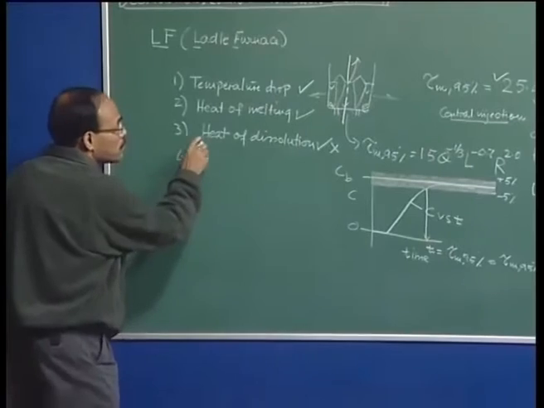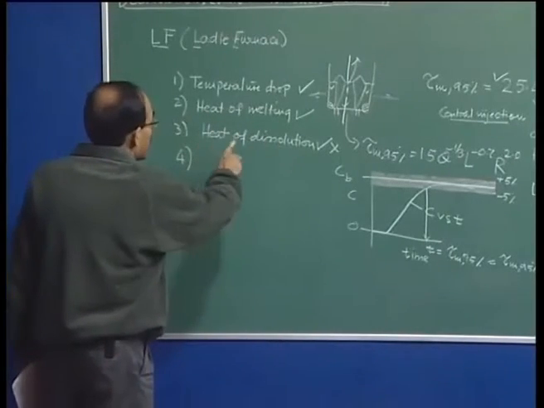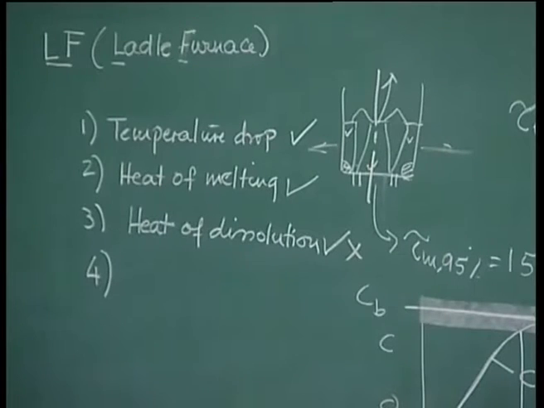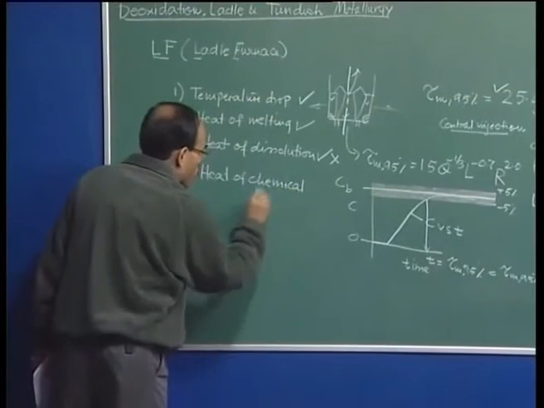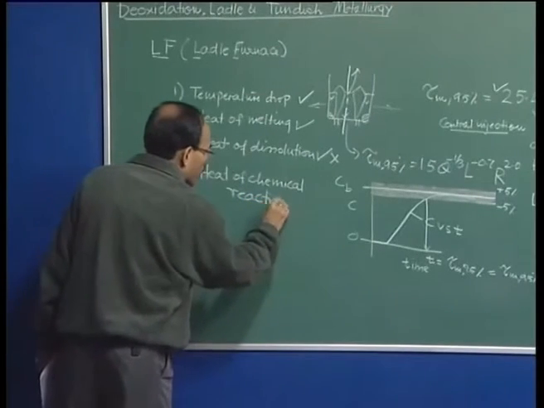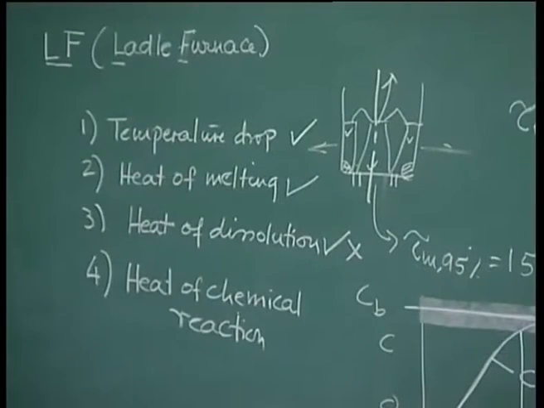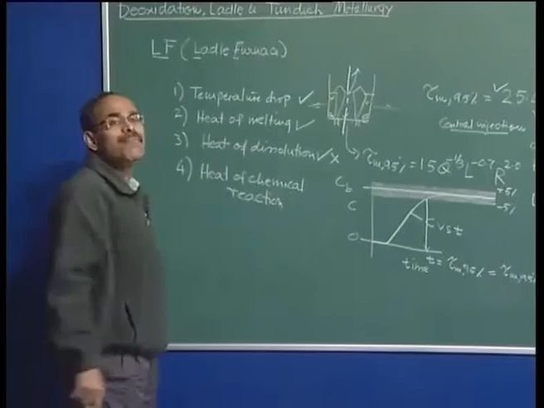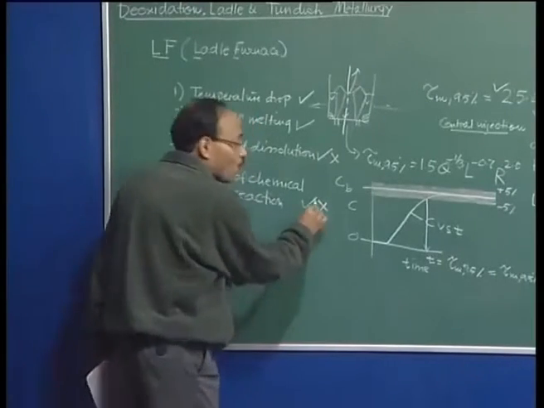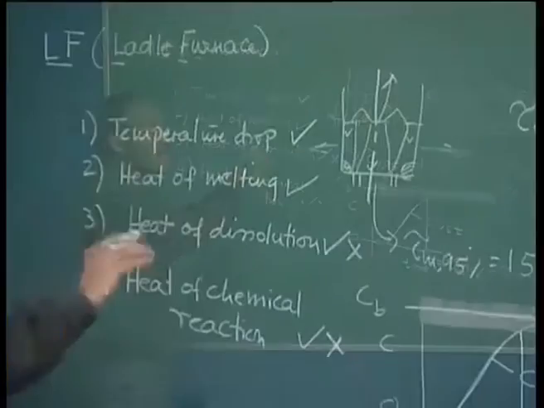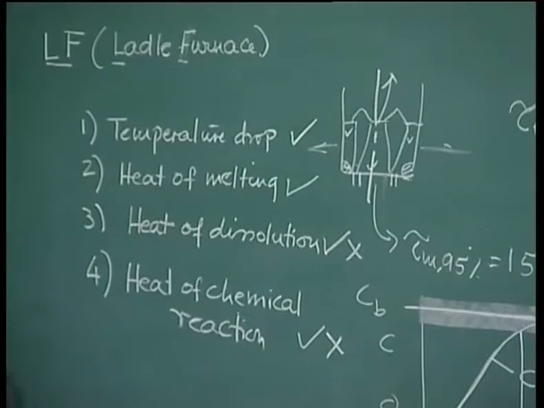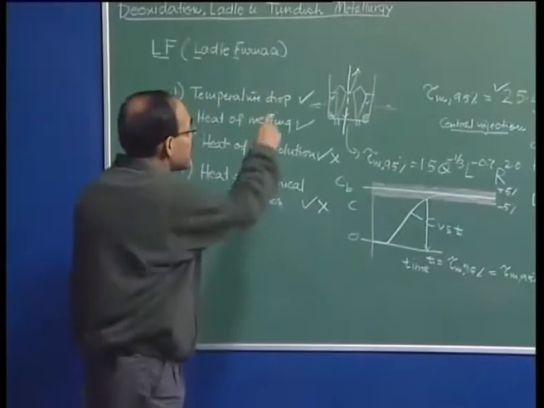Similarly, we have temperature drop, heat of melting, heat of dissolution, and finally, we can say the heat effect of chemical reactions. The alloying addition may dissolve, or it may react with oxygen, for example, or any other elements present, and then some amount of heat may be evolved or absorbed, depending on whether it is an exothermic or endothermic reaction. So, there is a lot of heat demand for the secondary steel making processes, and therefore we have to have some arrangements for heating the ladle.